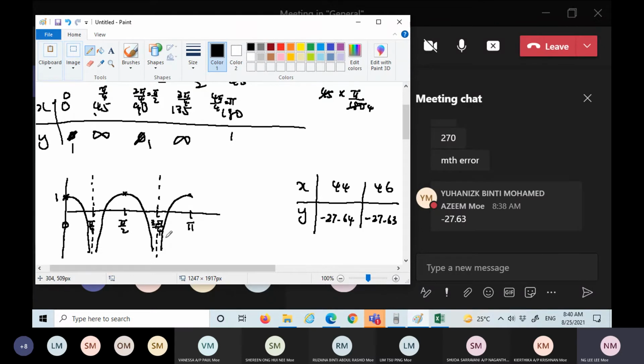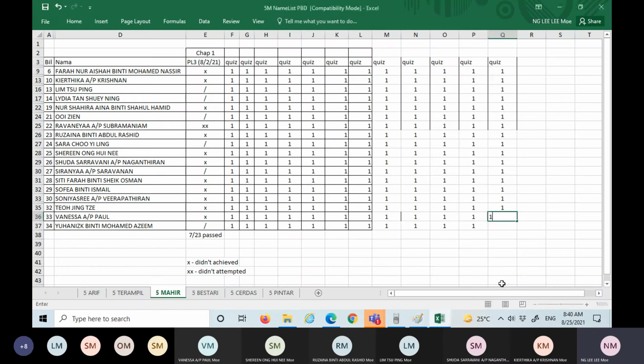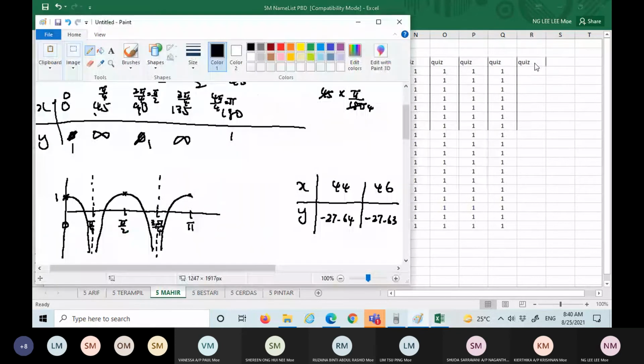Okay, let me check the answer. Am I correct? 6.4. Okay, correct. My answer is correct. So I have to remember to give both of you one mark here. So that's all for the B.